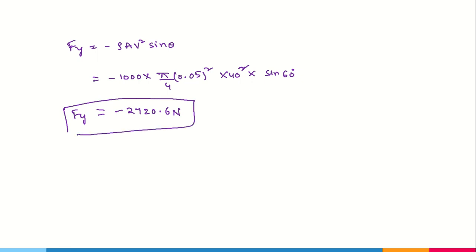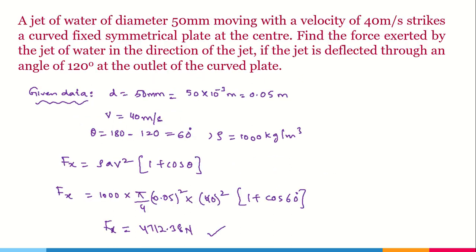What does this negative sign indicate? The negative sign indicates Fy is acting downwards. So our Fx is 4712.38 Newton. According to this problem, Fx is sufficient, but I have just shown you how to do it for Fy also.